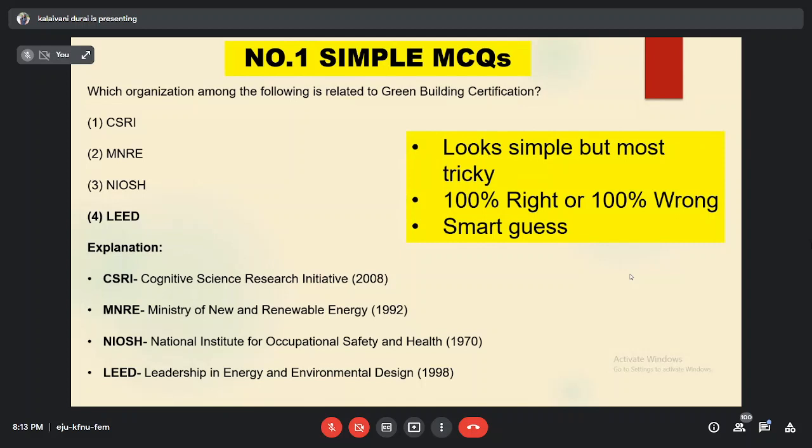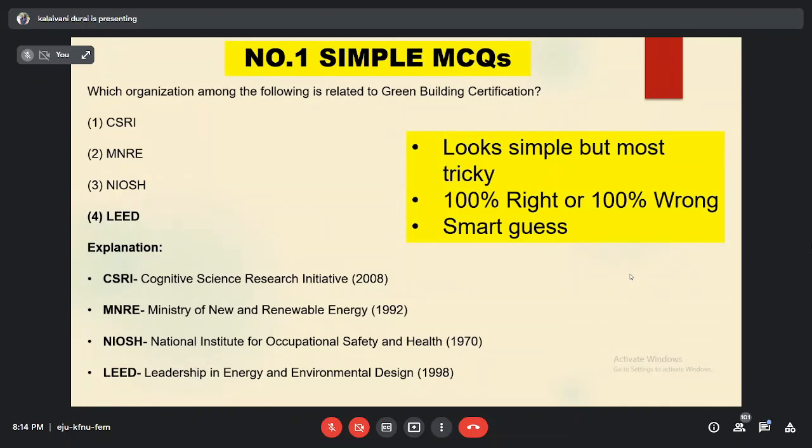You have to know the subject, you have to know what is LEED, what is NEOSH, what is MNRE, then only you will be able to answer this question. So for this question, first thing obvious है that you have to have subject knowledge. Second one, it will look simple, so don't get deceived. थोड़ा सा सोच के आंसर इसका लिख देना. And either you will be 100% right or you will be 100% wrong in such type of question. In this question तो हम guesswork लगा नहीं सकते हैं.